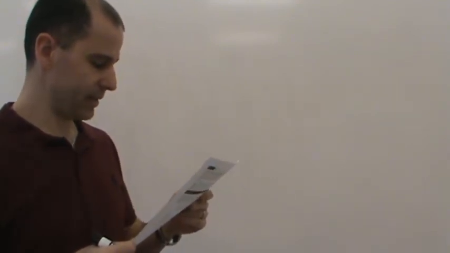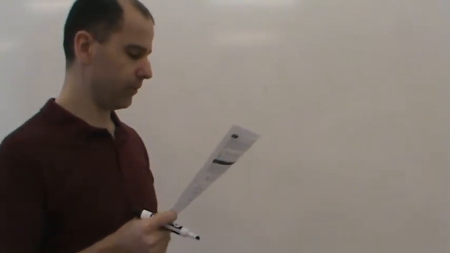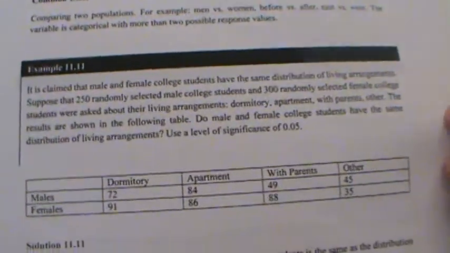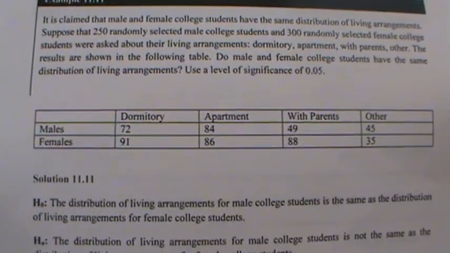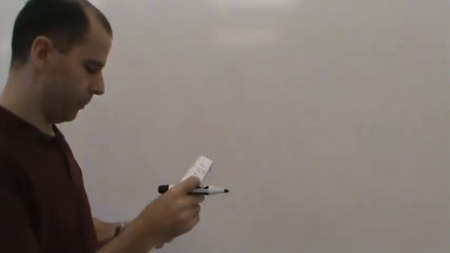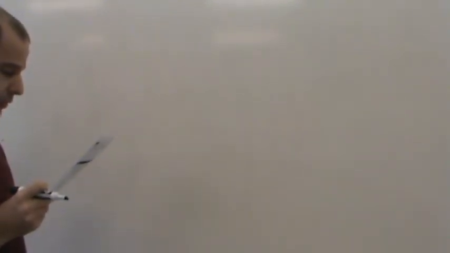What we're going to do is test that. Suppose that 250 randomly selected male college students and 300 randomly selected female college students were asked about their living arrangements. The results are shown in the following table. If you want to write those down. Now, do male and female college students have the same distribution of living arrangements? Use a level of significance of 0.05.